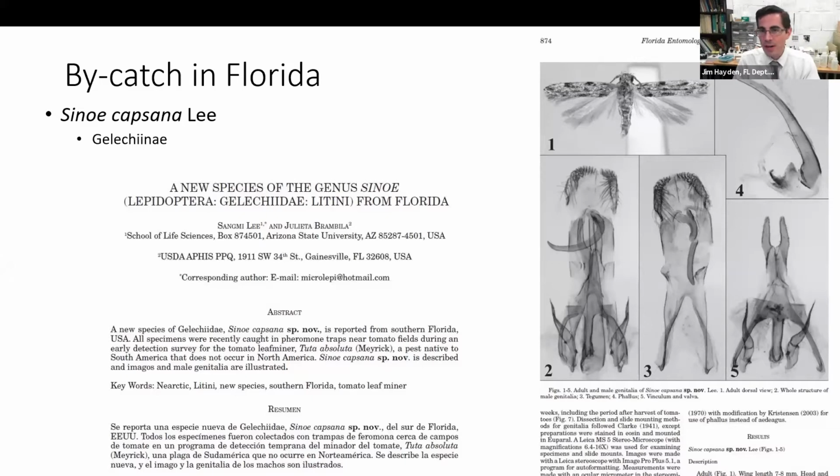Sinoe itself is not a member of the tribe Normoschemini. It belongs to a different tribe. The genitalia are a little bit different. This is the uncus here, but nevertheless, it's a little gray moth that turns up in traps.